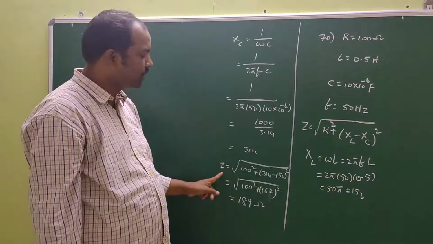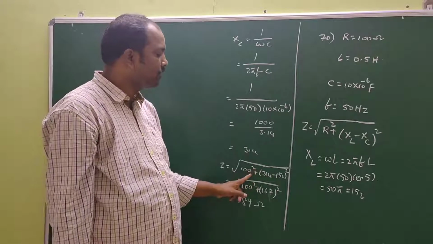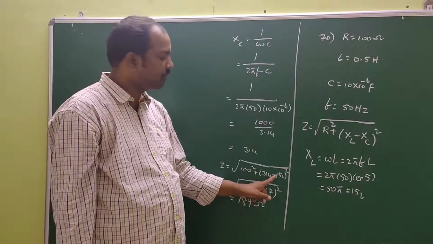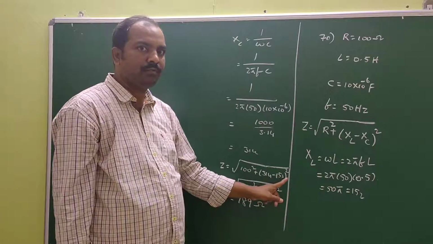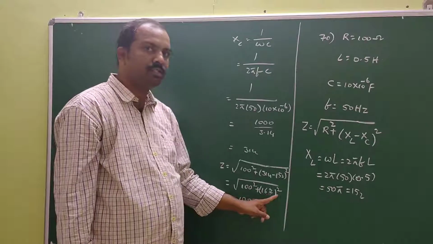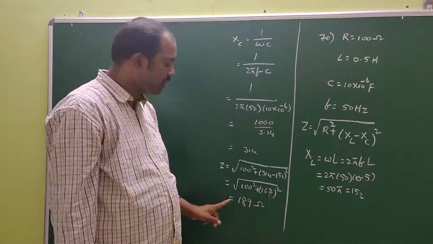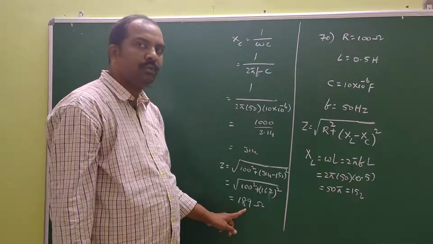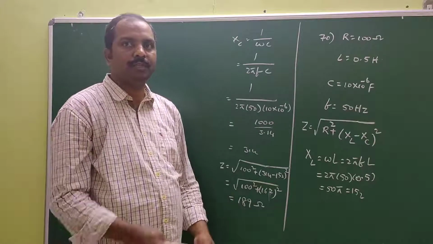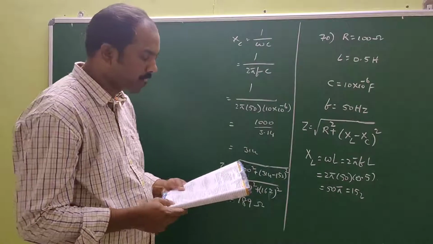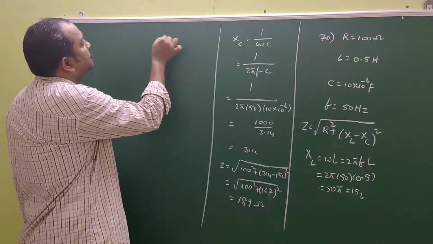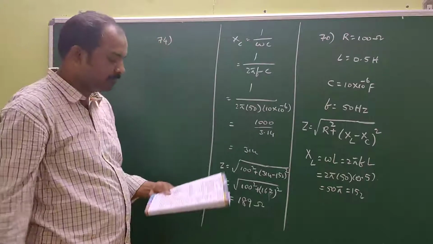Therefore, impedance is equal to the square root of resistance 100 squared plus (capacitive reactance 314 minus inductive reactance 152) squared. That is equal to the square root of 100 squared plus 160 whole squared. Therefore, the impedance of the circuit is equal to 189 ohms. Is it clear?